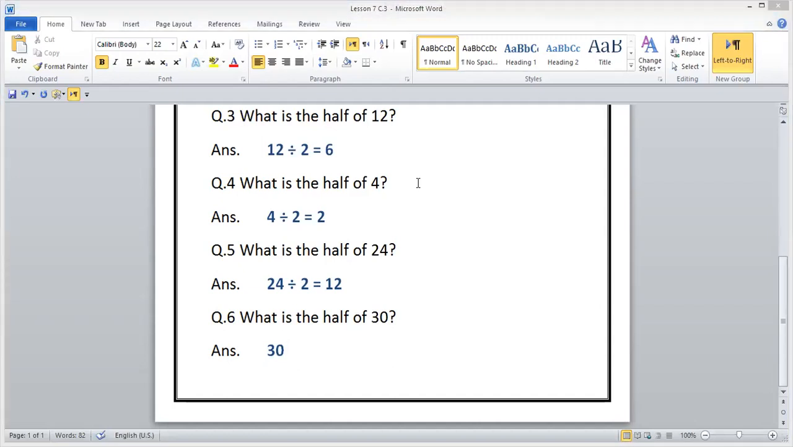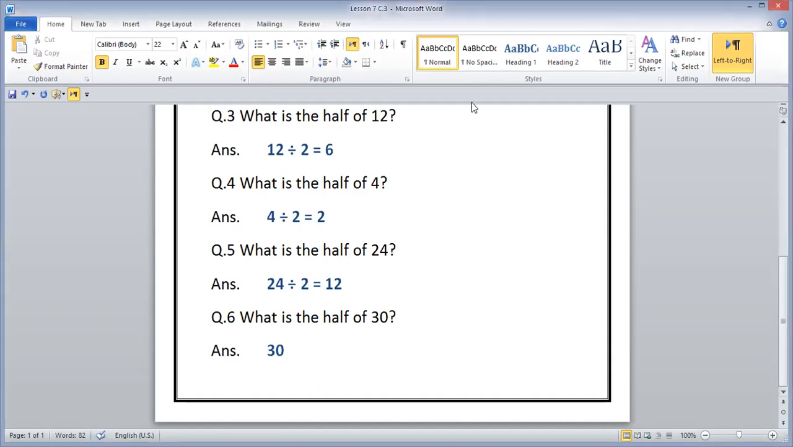Yes, guys. Can you tell me what is the half of 30? 15. Do the long division in rough work and check out what is the half of 30. In order to find out the half of 30, what you will do? You will divide 30 by 2.